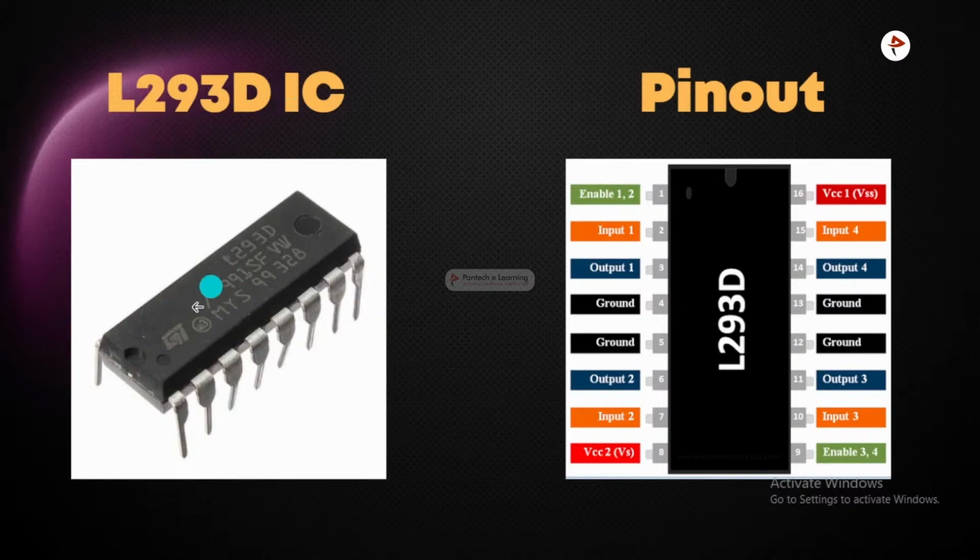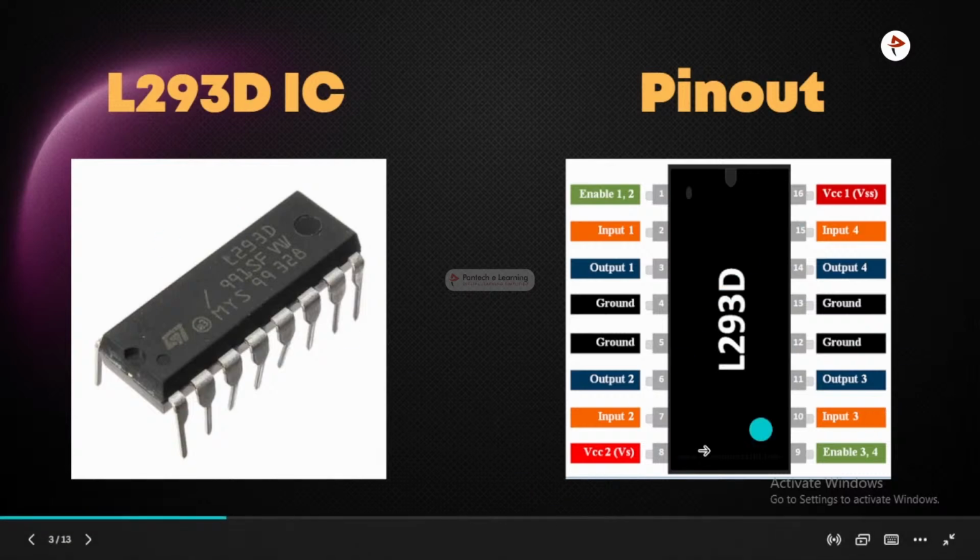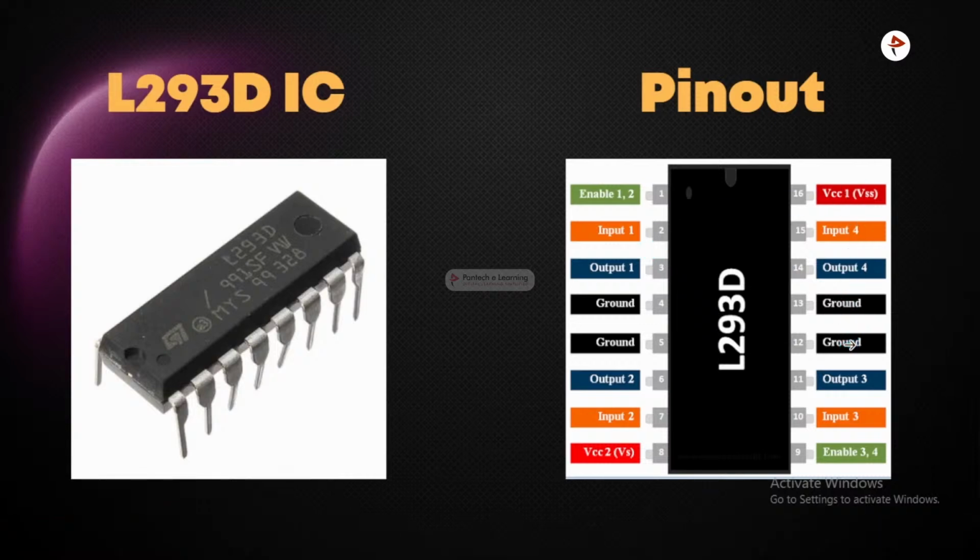So it is a 16-pin motor driver IC. This is designed to provide bidirectional drive currents at voltages from 5 volt to 36 volt. So let's see the pinout. It is a 16-pin IC with 8 pins on each side. Here is 8 and here is the another 8 for controlling the 2 DC motors simultaneously. There are 4 inputs, 4 output pins and 2 enable pins for each motor.